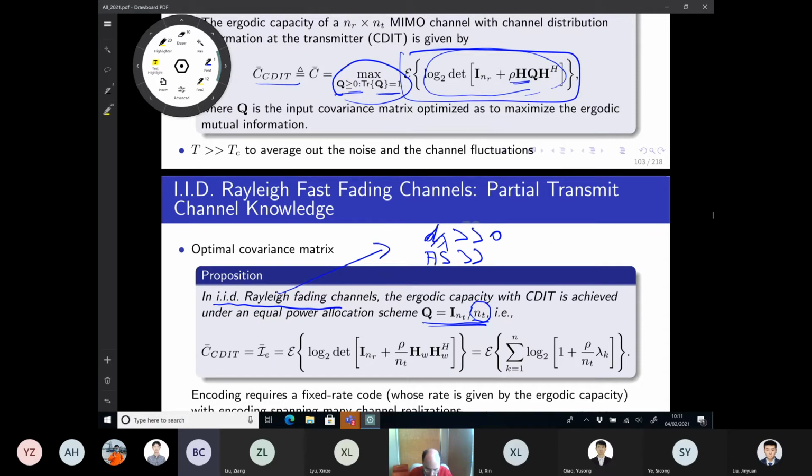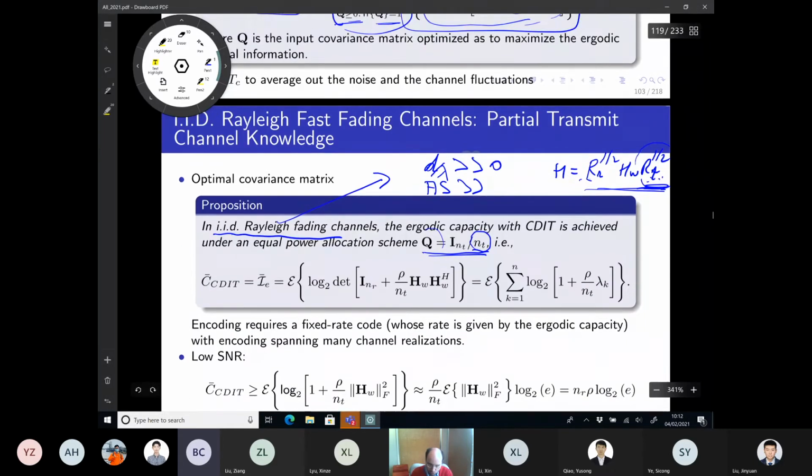That's the insight. If you didn't have the IID assumption here, if you had spatial correlation, and so for instance, if we had H equal to something like this, R_R^(1/2) H_W R_T^(1/2), right? You remember the Kronecker model we have seen before. If you had something like this, then the Q that you would choose would be a function of those correlation matrices, typically of the transmit correlation matrix. In that case, you would design Q according to R_T, so according to the eigenvectors and the eigenvalues of this correlation matrix. If you're interested, this is in the book as well, how you can do that. But here we will assume you have just IID. So if you have IID, your Q is just a scaled identity matrix and you allocate power uniformly across all those NT antennas.